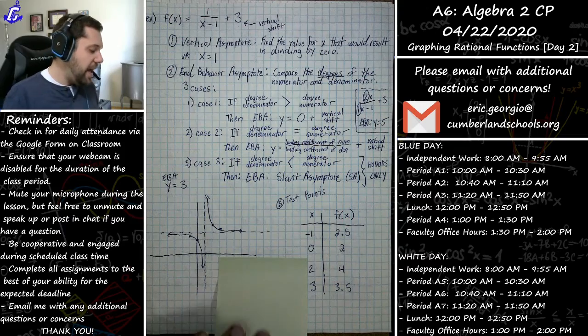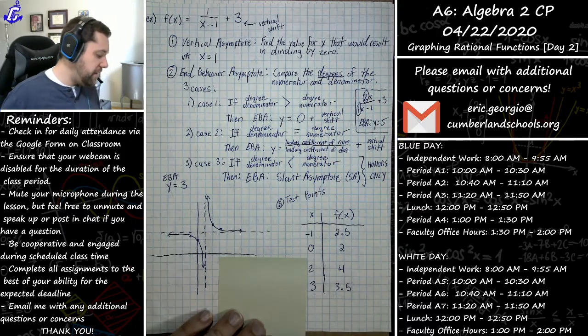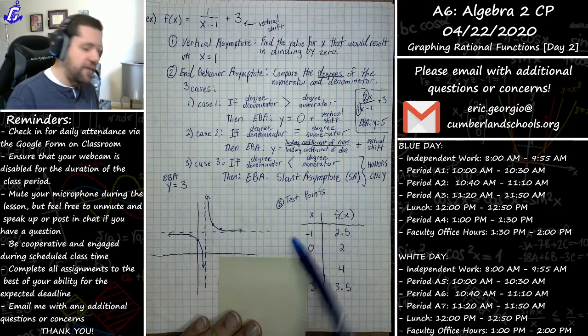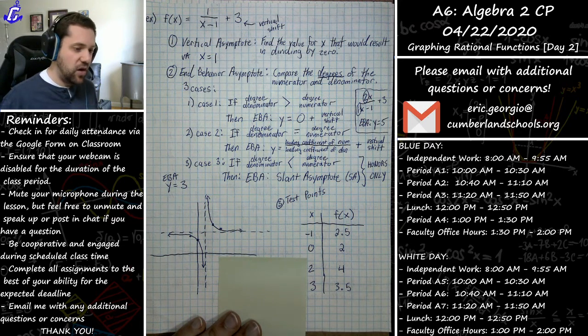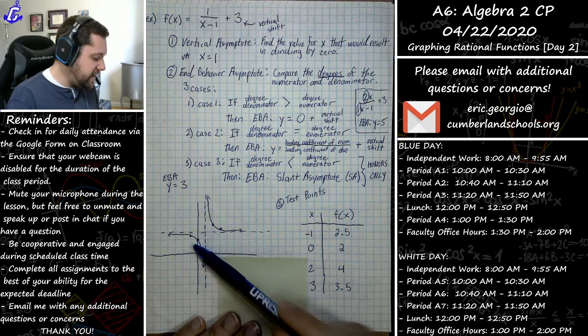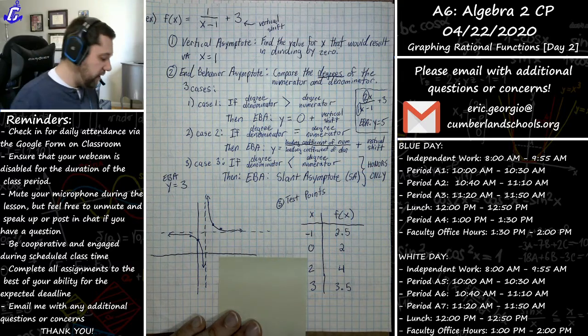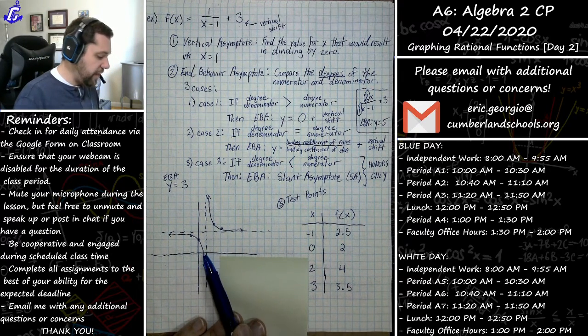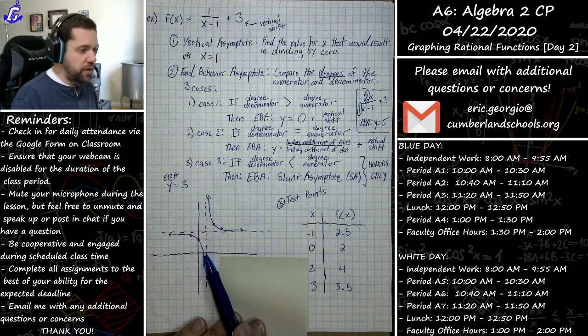All right, so after we determine the vertical asymptote and end behavior asymptote, we draw them in on the graph. It gives us nice guidelines for how to sketch our graph. Then I go ahead and test points. The way that I select points is I go 2 points to the left and 2 points to the right of your vertical asymptote. Your vertical asymptote here is at x equals 1 in this specific example.